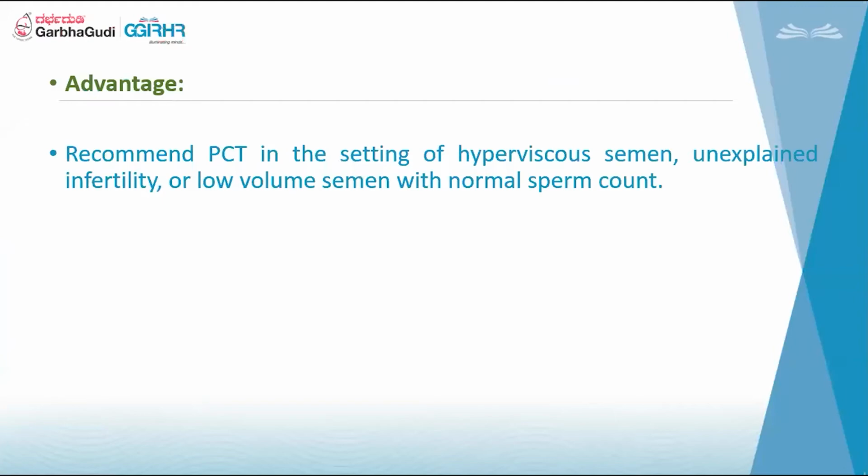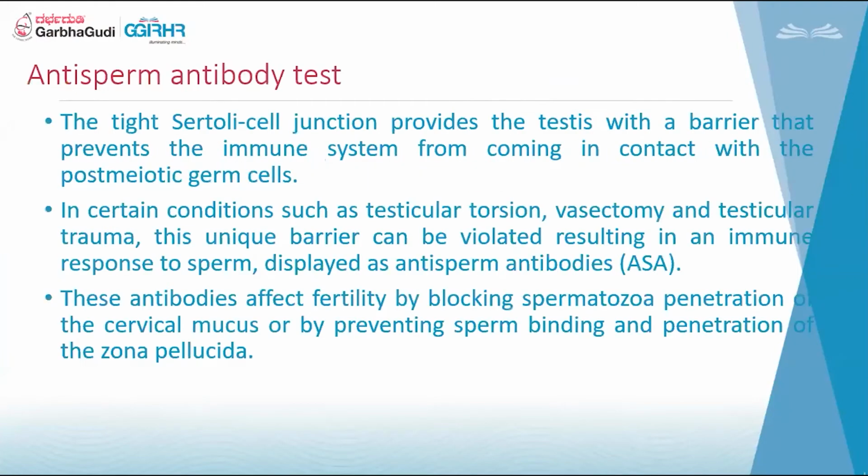And then the advantage here is, where is it recommended? Hyperviscous sample, okay, unexplained infertility, low semen volume with normal sperm count. Okay. Next, what is this anti-sperm antibody? We have two here, aggregation and agglutination. If we see any agglutination in the sperm, that's when we do this test. What is aggregation here?